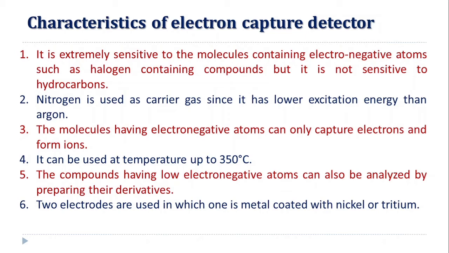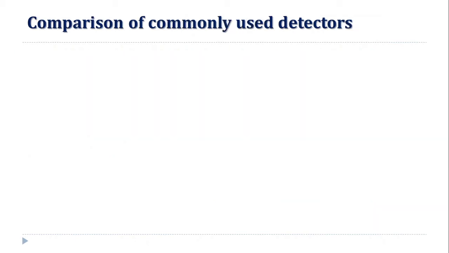In the electron capture detector, two electrodes are used. One is nickel and one. Now we'll see a comparison of all these three detectors and their uses in one slide.